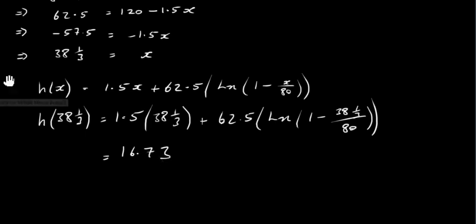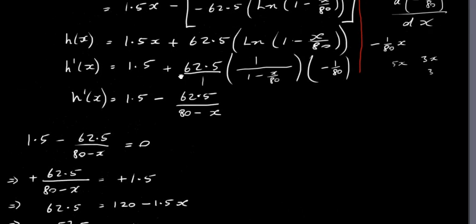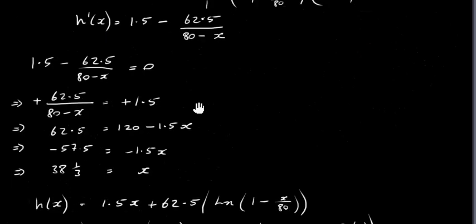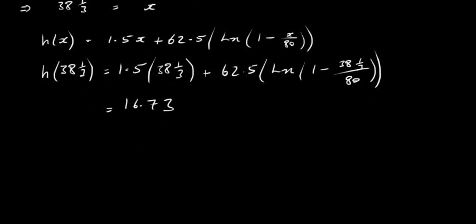Now, were we asked to find out, let me just see, give your answer correct to the nearest whole number. So we've got to give our answer to the nearest whole number. So that implies the nearest whole number will be 17 days. That's our final answer there. Okay, so that's it for question 7.